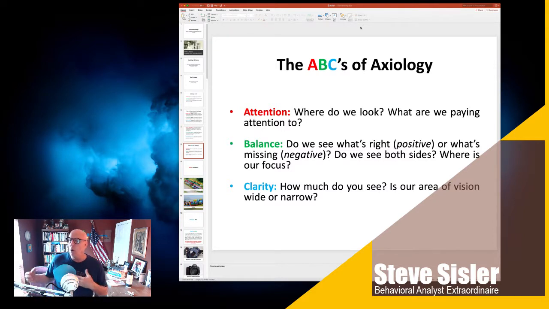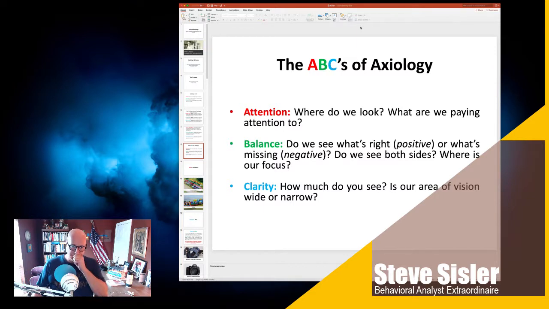Balance. Okay? Do we see what's right about something or positive? Or do we see what's missing about something? What's negative? Do we see both sides of the coin? Where is our focus? So, although we're placing attention, how much of that attention is negative and how much of that attention is positive? How much of that attention is based on what's present? How much of that attention is based upon what's missing?